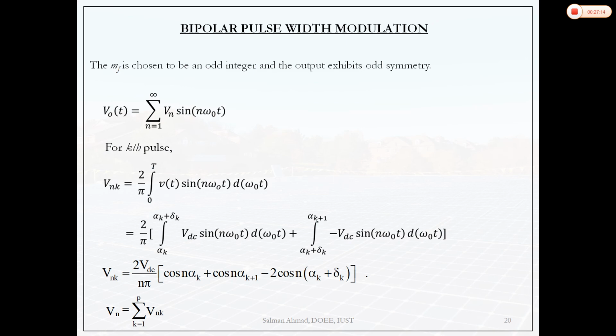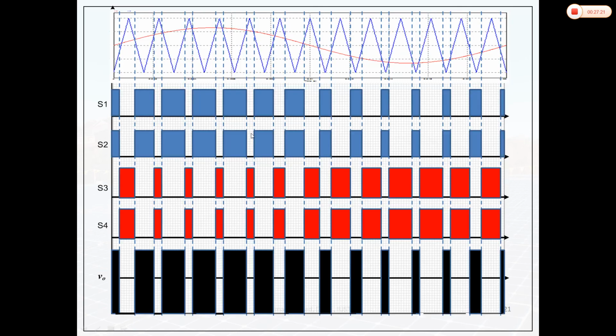So if we are having the pulse of width delta k, we can again find the output voltage based on that pulse. Now again the same, you can see the S1 and S2 switches are turned on whenever the reference signal is above, and for S3 and S4 it is marked with the red line. So this is the positive waveform, and negative will be this one. This is positive, then this is negative, then again this is positive, then this will be negative.